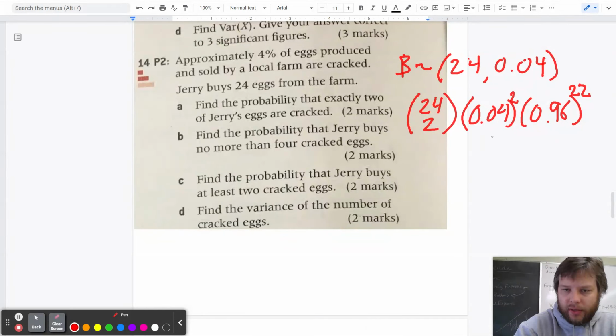And it turns out to be approximately 0.180, because I rounded up from 0.1798.